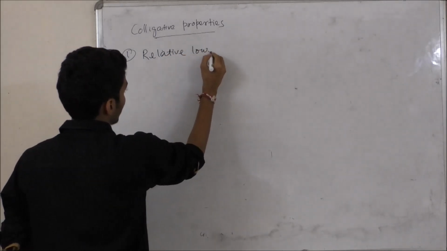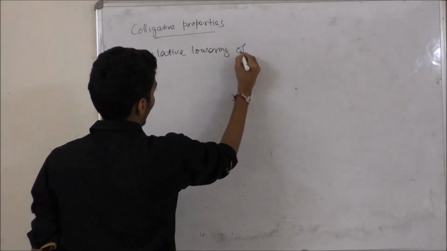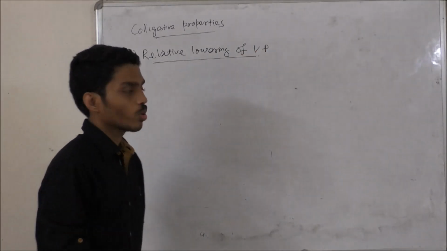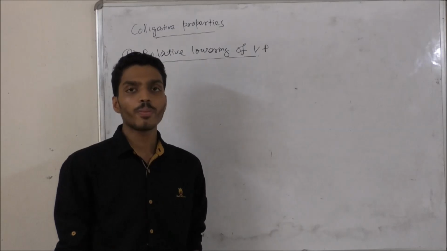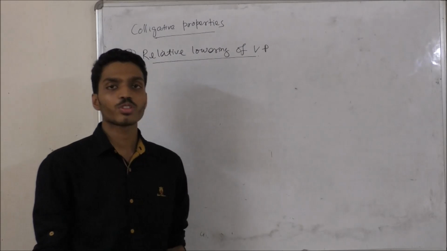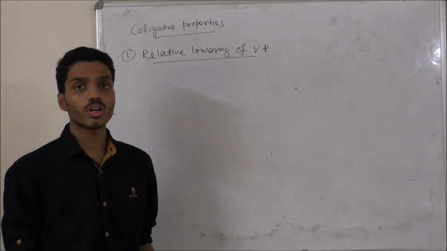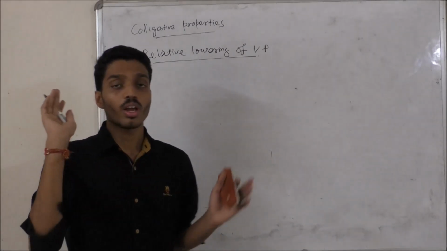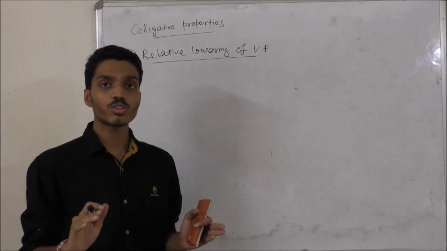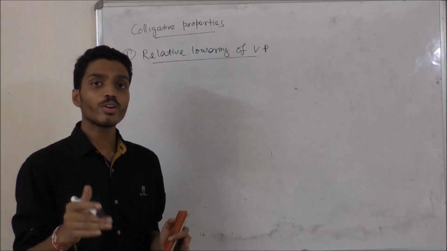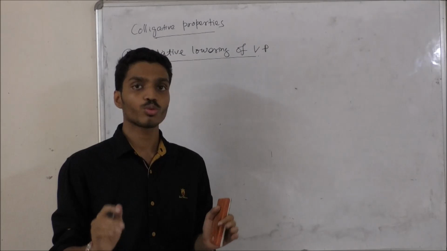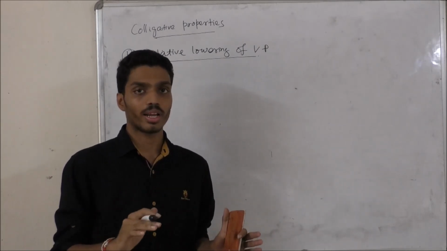Relative lowering of vapor pressure. We discussed that the vapor pressure of solution is less than the vapor pressure of pure solvent, or the vapor pressure of pure solvent decreases on addition of a non-volatile solute. Why are we taking a non-volatile solute here? Because if we take a volatile solute, the solute will also evaporate and it may create some problem. So we discuss only non-volatile solute.